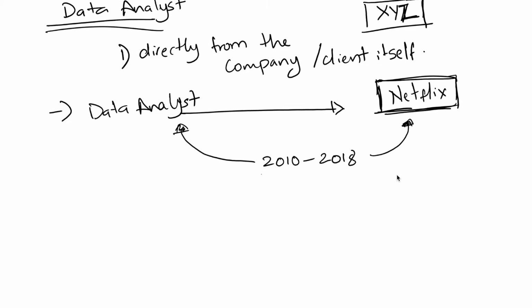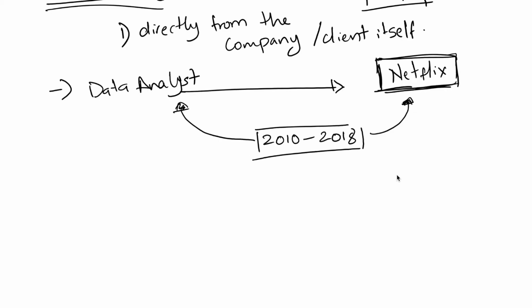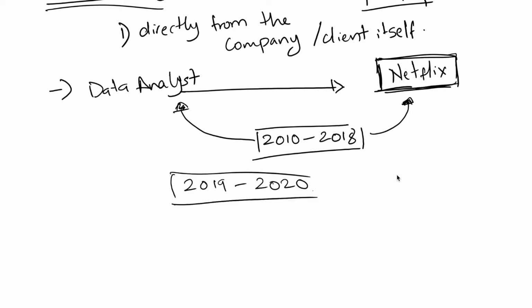Let's say Netflix has provided you with the data from 2010 to 2018, but we still have missing data. We don't have data for 2019 and 2020. So in this case, what can you do as a data analyst to acquire the most recent and relevant data for Netflix? Guys, it's very simple.